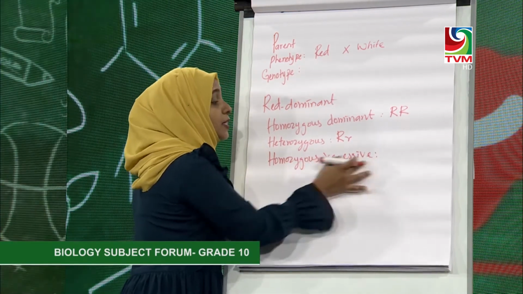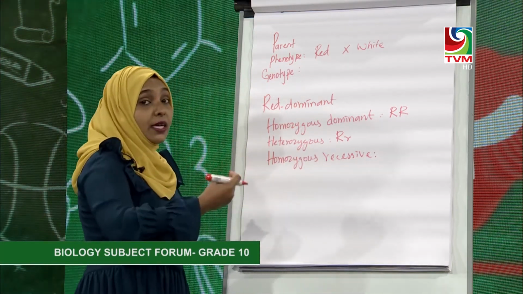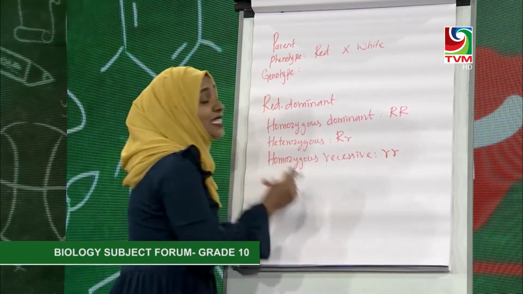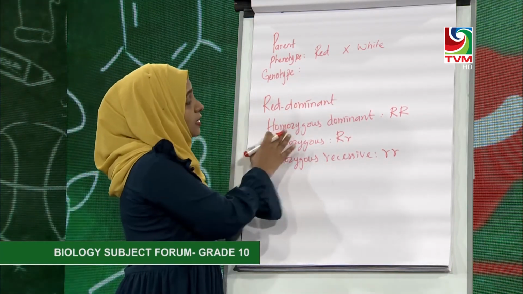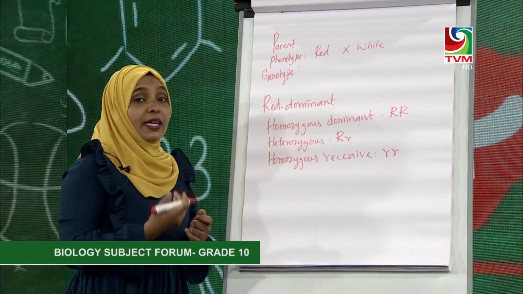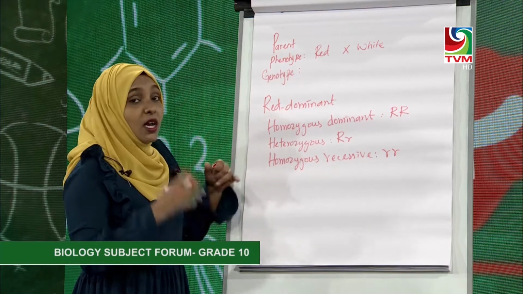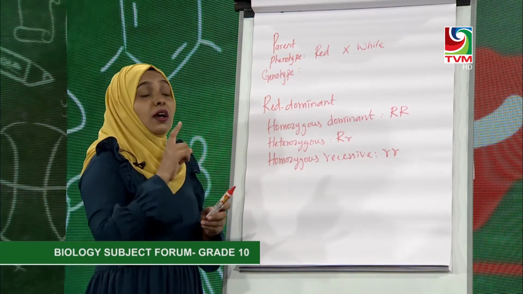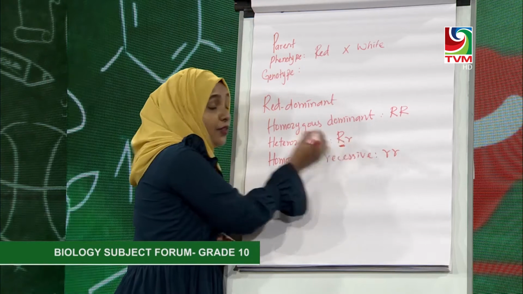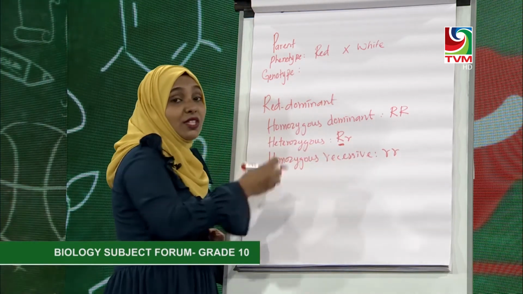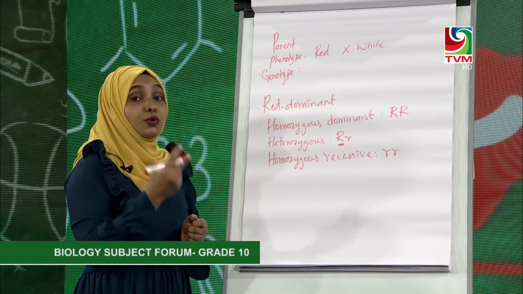Homozygous means same. So if an organism's genotype is homozygous recessive, it should have two recessive alleles. I want to highlight that a dominant trait can be expressed whether it is in the homozygous dominant state or the heterozygous state, because it is capable of expressing even in the presence of one allele. The dominant trait can be expressed even if there is one allele of it. But the recessive trait can only be expressed if the organism has two recessive alleles.